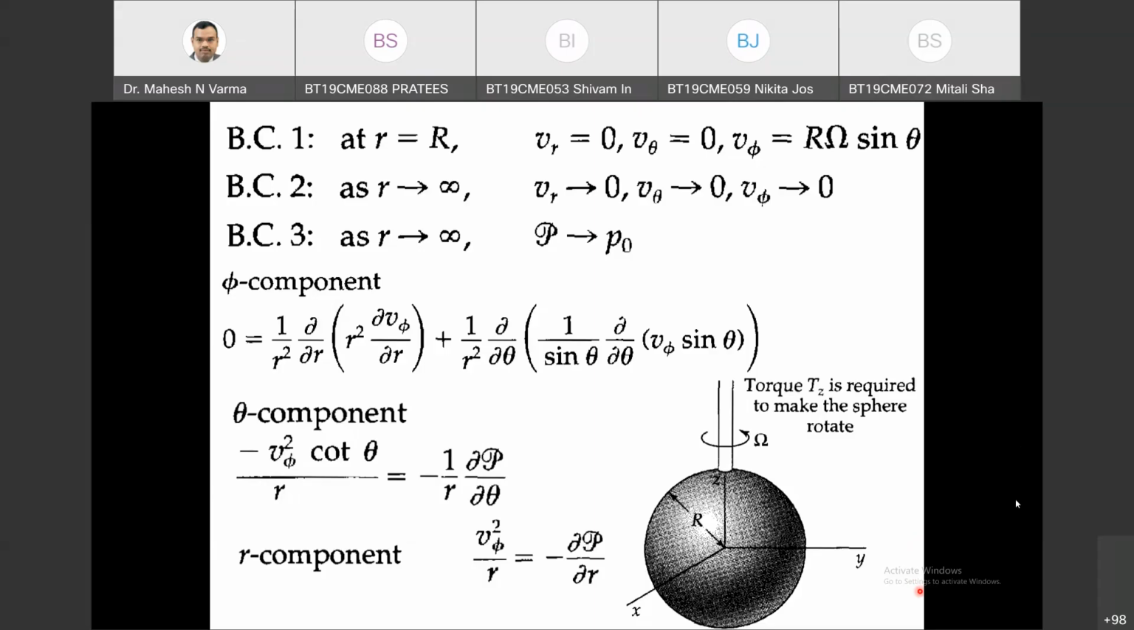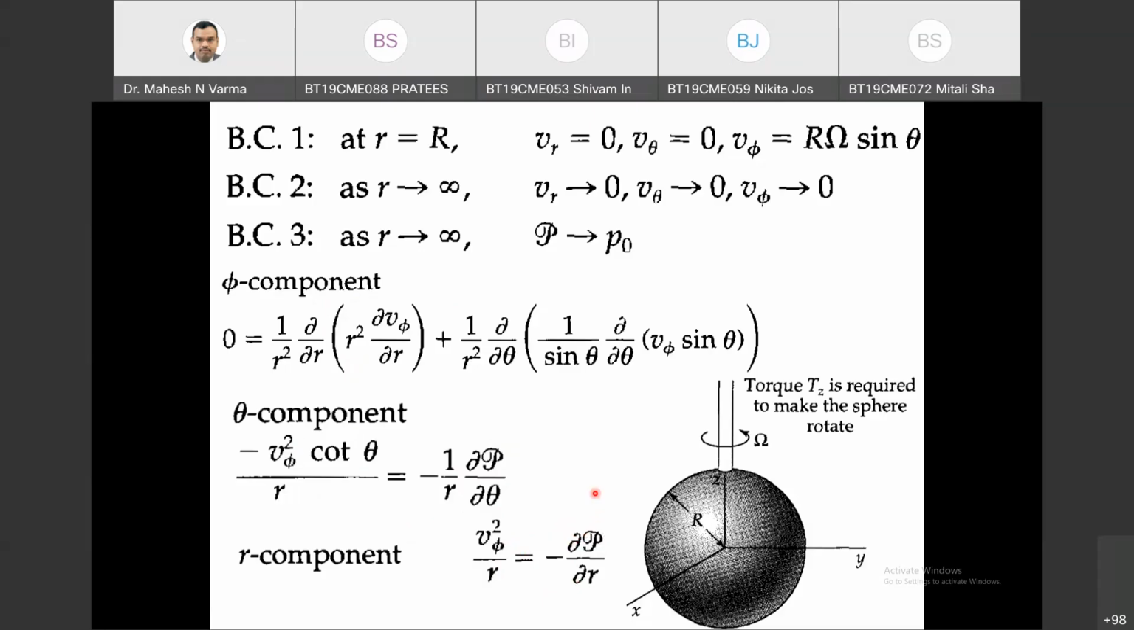So we got all the information from the problem, and these are the simplified equations of change. The phi component will give me a velocity profile. The theta component will give me a variation of pressure with respect to theta, and the R component will give me a variation of pressure with respect to R.